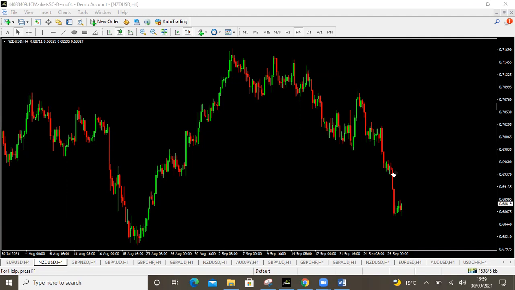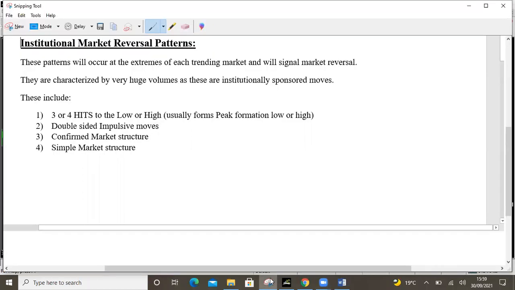So let's go ahead to the institutional reversal patterns. There are 4 of them. Here we have the first one: the 3 or 4 hits to the low or high. This usually forms the peak formation low or peak formation high.